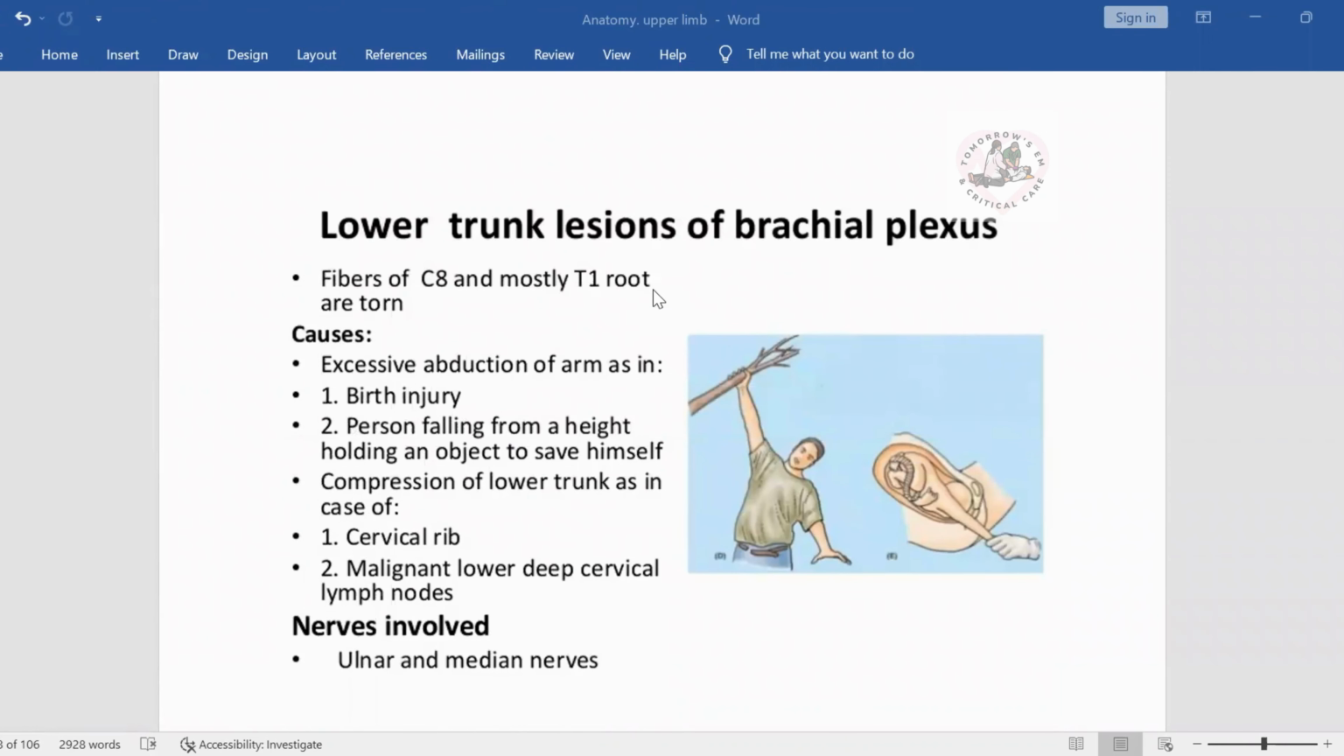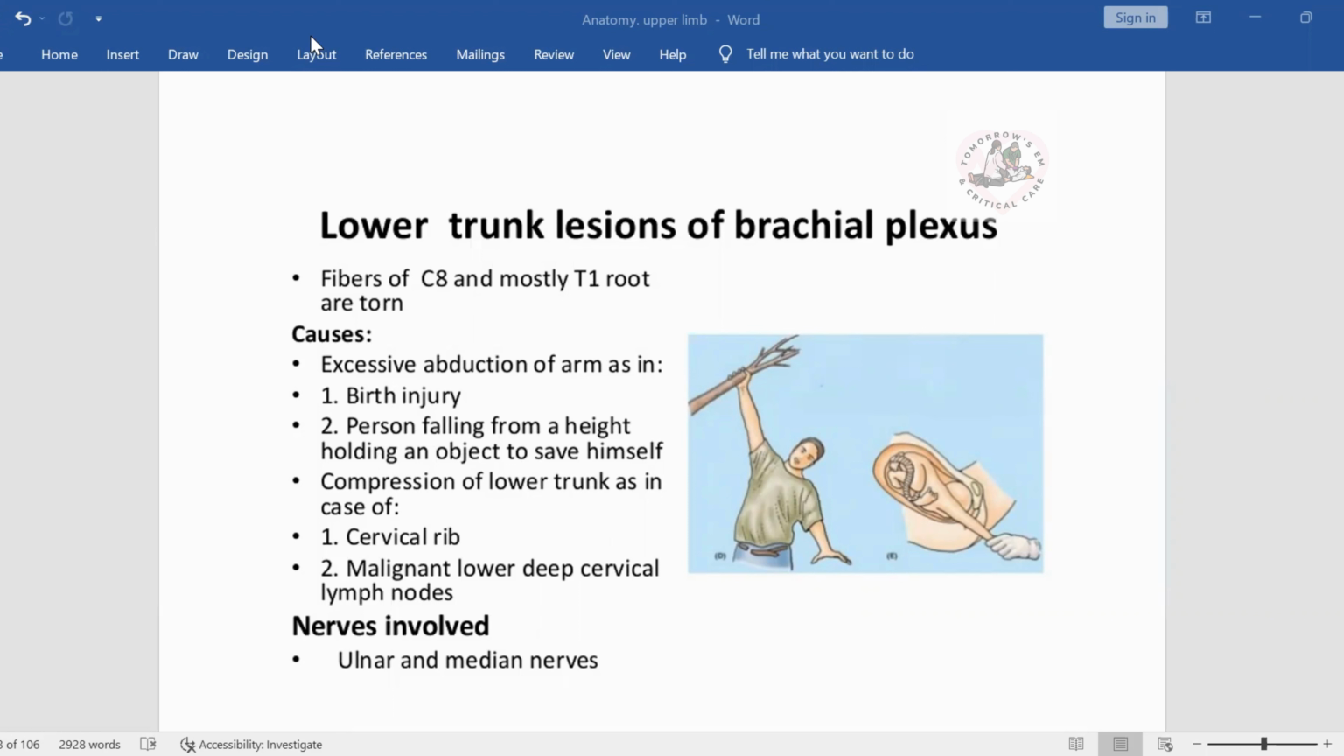So what's Klumpke's palsy? Anyone? Lower brachial plexus injury. Lower means C8, T1. That means if there is a lesion of the lower root or trunk, it is trauma in the root of the axilla due to pressure effect.